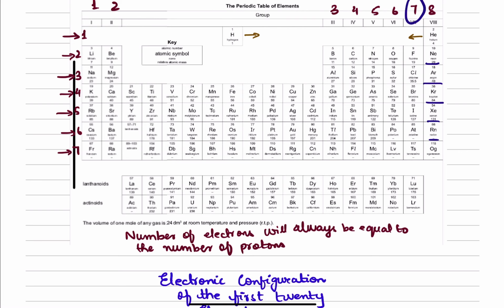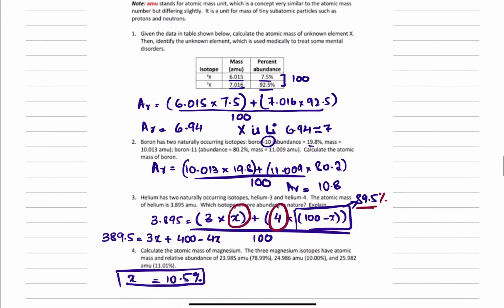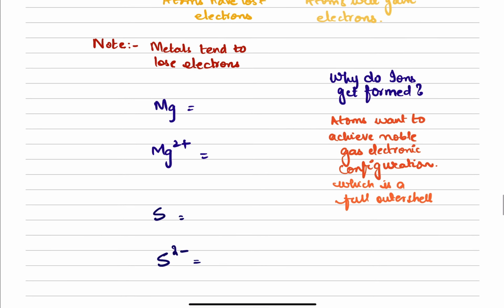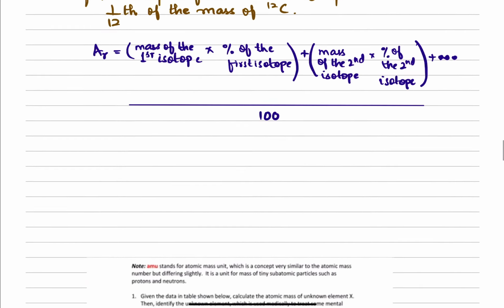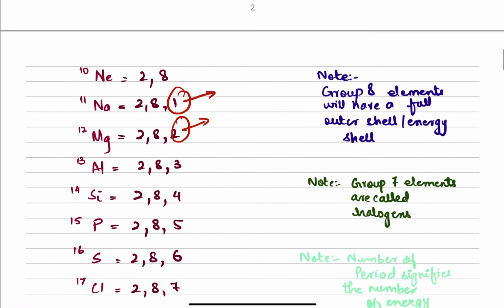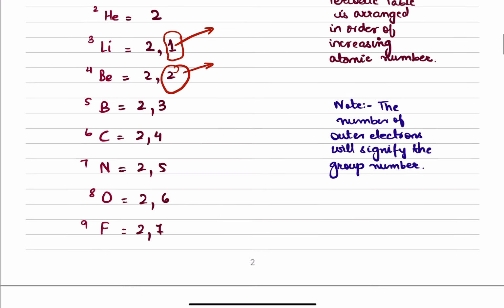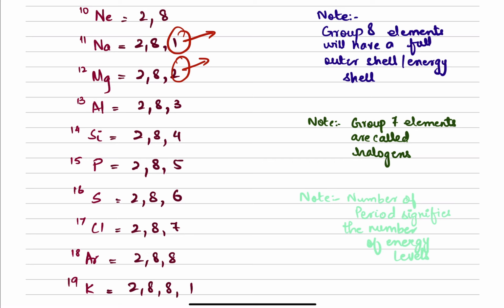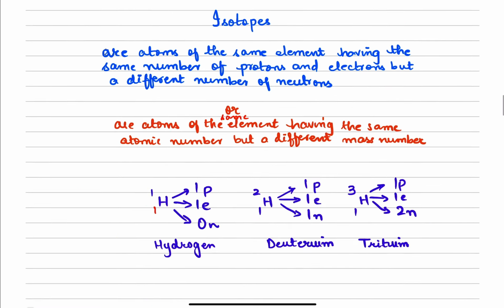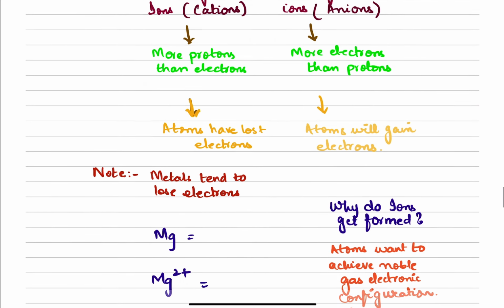Why am I saying that metals tend to lose electrons? Because if I look at the electronic configuration of metals in group 1 and group 2, lithium has just one electron in its outer shell. So it is easy for lithium to lose one electron rather than gaining 7 electrons. Beryllium finds it easy to lose 2 electrons rather than gaining 6. Sodium finds it easy to lose 1 electron rather than gaining 7. Magnesium finds it easier to lose 2 electrons rather than gaining 6. So metals prefer losing electrons.